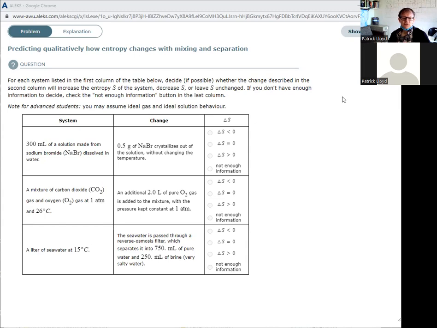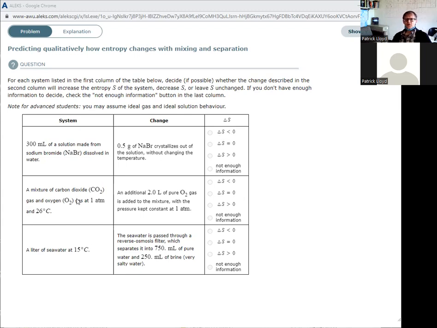What are we going to do? We're going to crystallize 0.5 grams of sodium bromide. It crystallizes out of the solution without changing the temperature, right? So think about it. If it crystallizes, that means it's separating, right? If it's separating, you're going to get a pure crystal, and then you're going to have water, right? So it just turns out more mixing is more entropy, so less mixing is less entropy. So crystallizing a solid actually reduces the entropy. So reducing means a negative change, so that would be delta S is less than 0, okay?